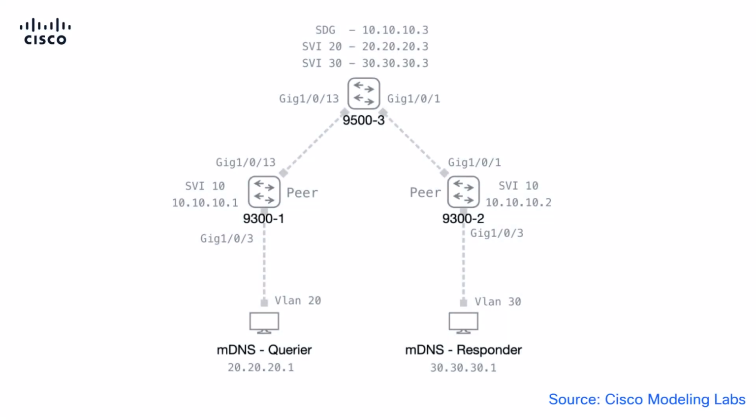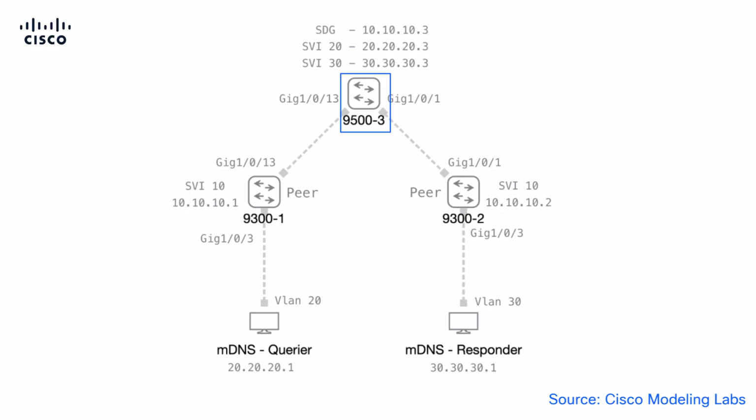Now, let's take a look at the topology used for this configuration example. In this setup, Catalyst 9300 and 9500 switches are running Cisco IOS XE version 17.15.4. The switch 9300-1 is acting as the service peer, where the mDNS query is connected on VLAN 20, while the switch 2 is acting as the other service peer, where the mDNS responder is connected on VLAN 30. The Catalyst 9500-3 is acting as the service discovery gateway, or SDG.